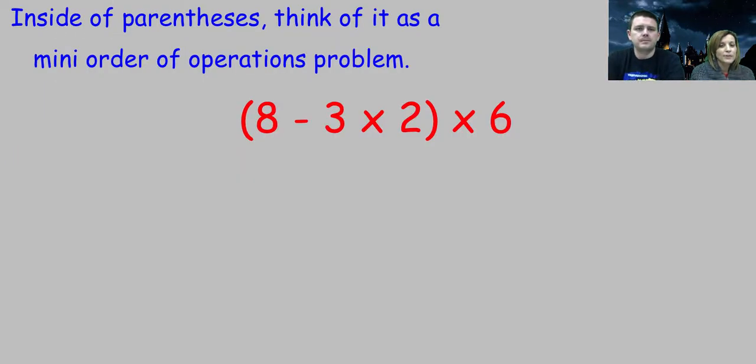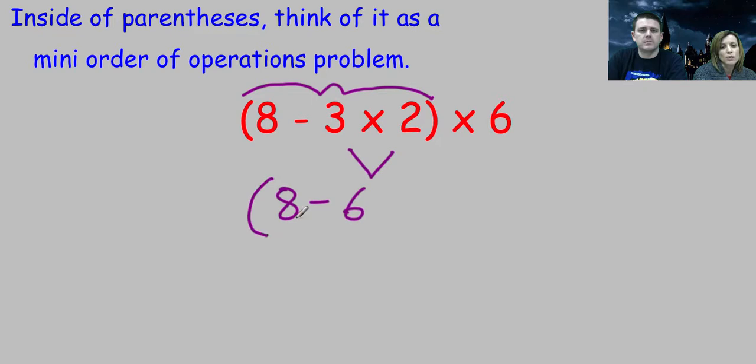So when we have parentheses, we need to think of our grouping symbols as a mini order of operations problem. Within the brackets or the parentheses, we need to go back to our pyramid. There are no powers inside these parentheses. We do have a multiplication, so we'll do multiplication or division from left to right. So we're starting with 3 times 2, which is 6, and then addition and subtraction. So within the parentheses, our next move is to solve 8 minus 6, which is 2.